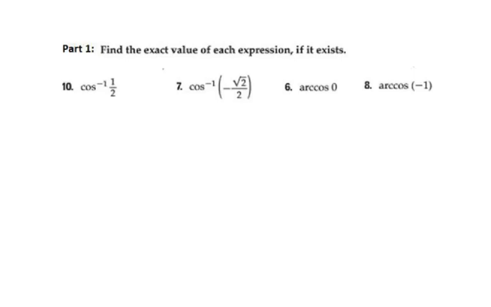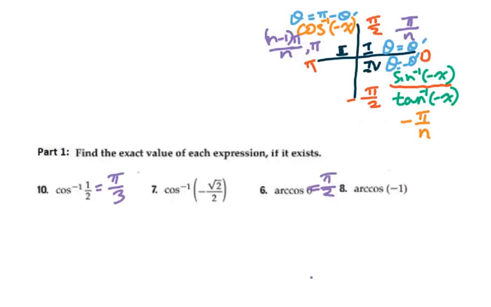Now let's go to number 10. For number 10 and number 6, this is just a positive domain. That's why we go to the reference angle. The reference angle for number 10 is pi over 3, because cosine pi over 3 equals 1 over 2. This one is pi over 2. Now let's go to number 7.